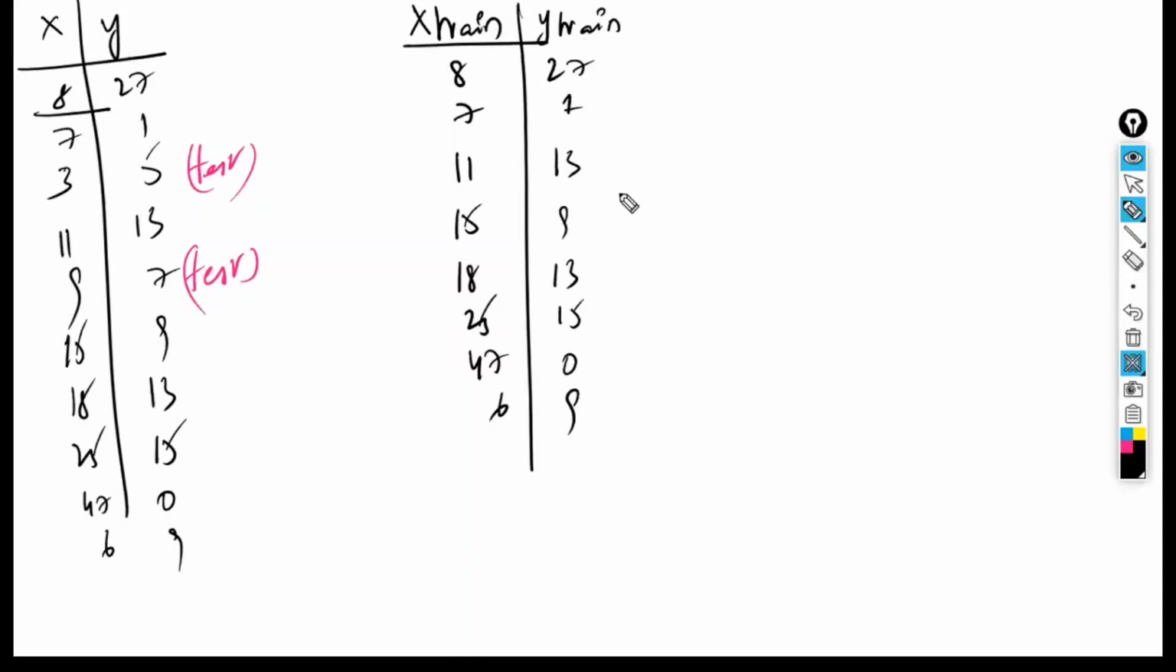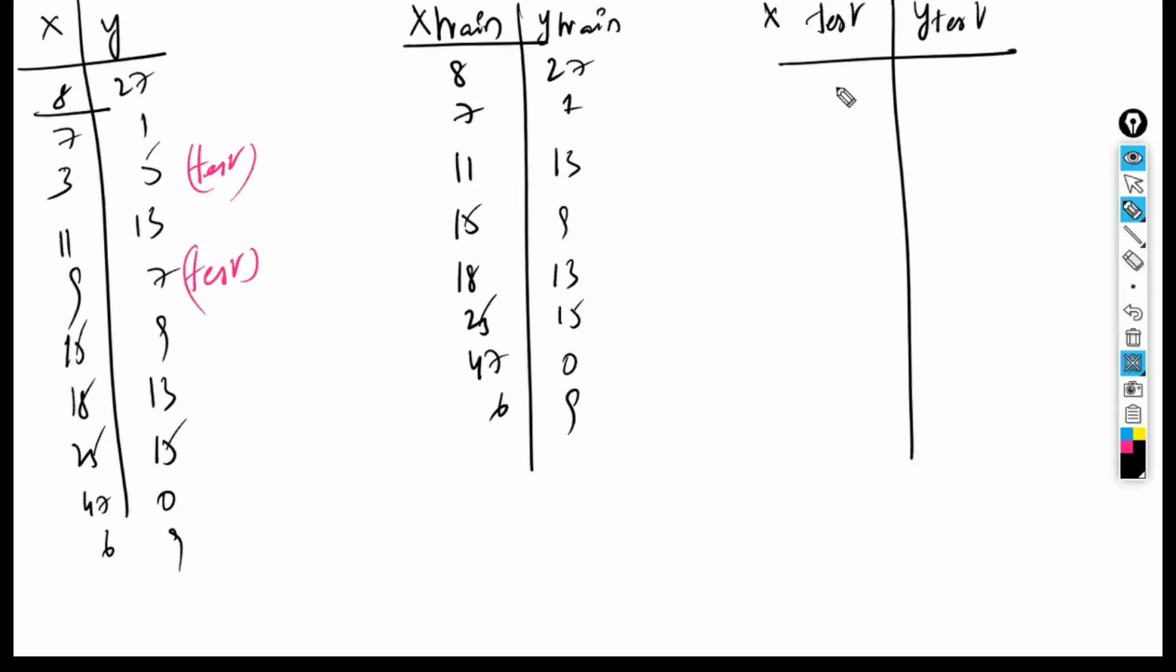Right? This is X train, Y train. Similarly, X test, Y test. What are the X test values? 3 and 9. Y test values are 5 and 7. Now this is the 5 and 7 for testing purpose. Now the data is ready. The train test split concept is completed. So we have taken randomly 8 values for training purpose, 80% of the data for training and 20% of the data for testing purpose. Train test split is done.